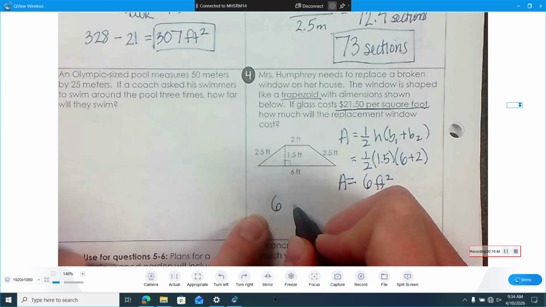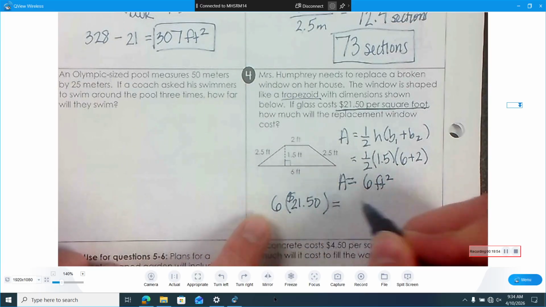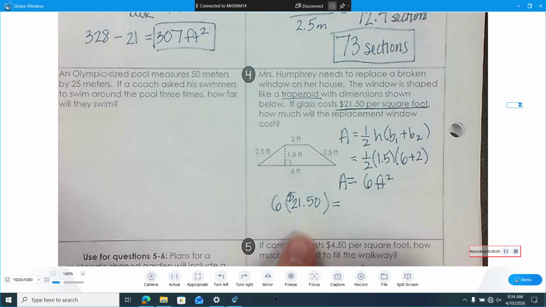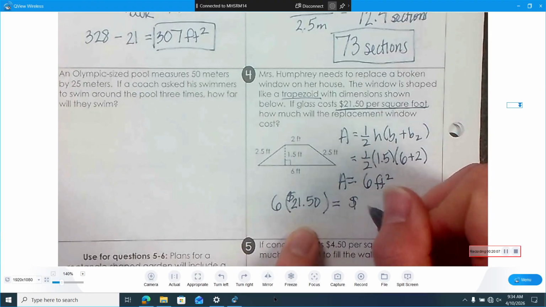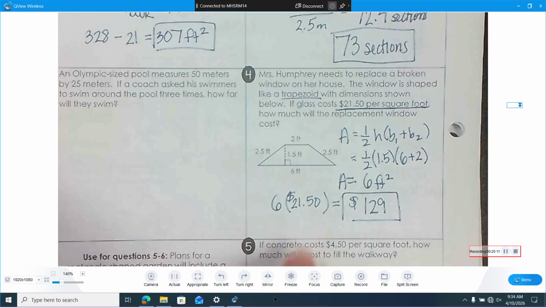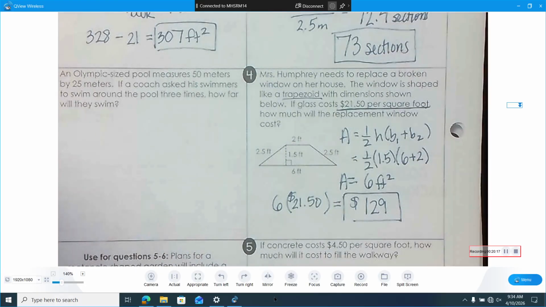So we actually have to multiply the 6 times the 21.50, because it's 21.50 for every single square foot. 1 square foot is 21.50. Another is another 21.50, and another 21.50. So we are multiplying now, and what does that give me? $129. Pretty good. Okay, do you have questions for me? Okay, ladies and gentlemen, you guys have a worksheet.